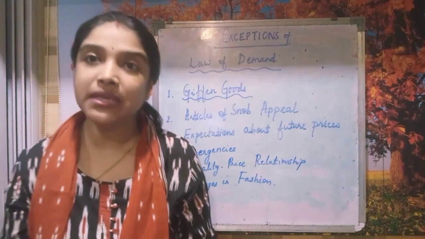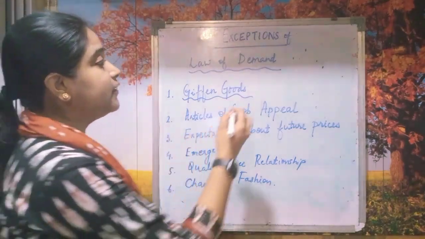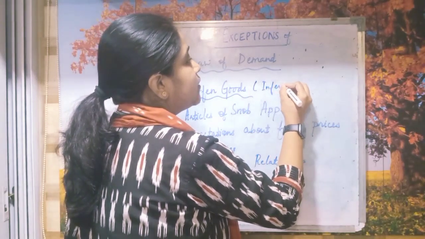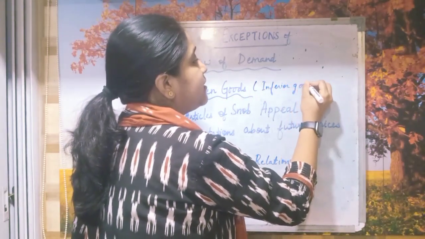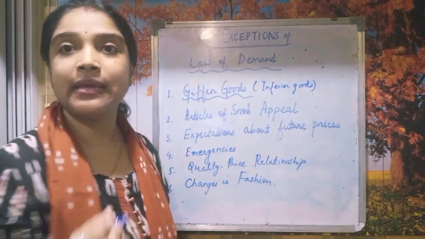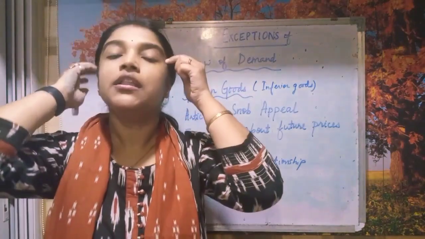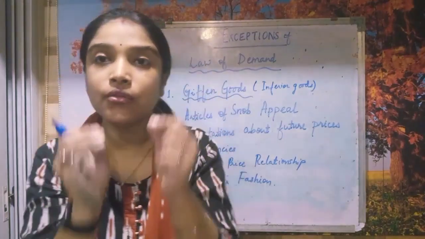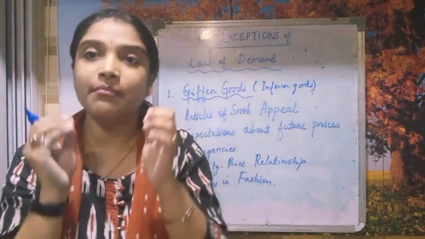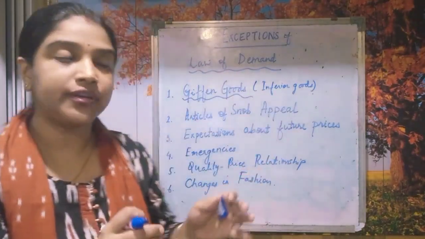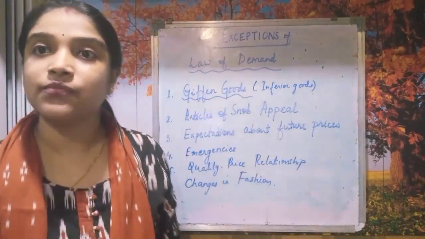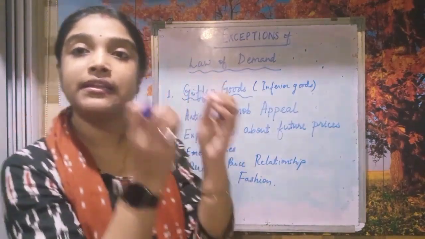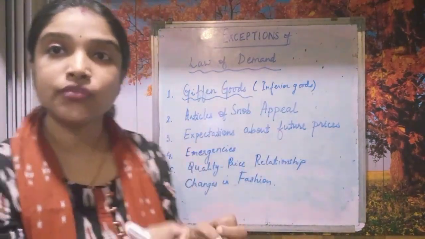What is the meaning of Giffen goods? Another name of Giffen goods is inferior goods. Can you all tell me the other name of Giffen goods? It is inferior goods. Now, what happens in case of inferior goods? Inferior goods are those goods wherein the demand of the commodity falls when the price falls. With the fall in the price of such a commodity, the demand of that commodity also falls.